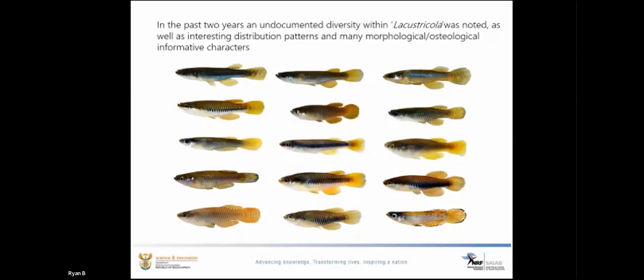That's exactly the case for the main procatopodid lineage occurring in Southern Africa that I have been calling Southern Africa Lacustricula. As soon as I arrived at SAIAB, I went to the amazing fish collection where I could realize a lot of new species, undocumented diversity, extremely interesting distribution patterns, and also highly informative morphological and osteological characters within the Southern Africa Lacustricula.